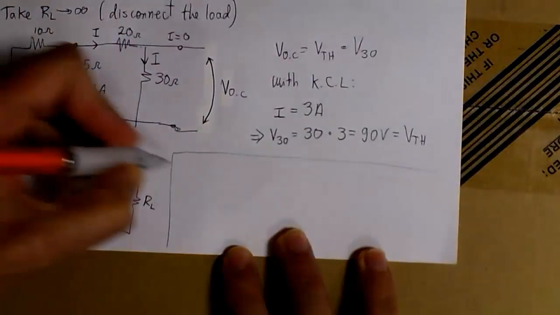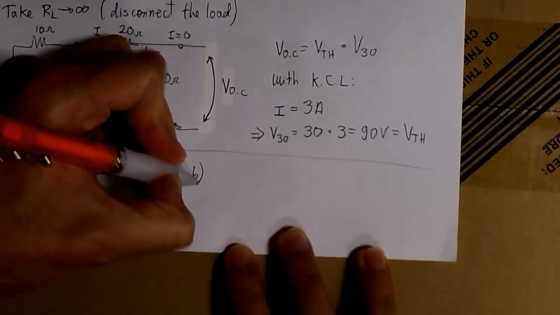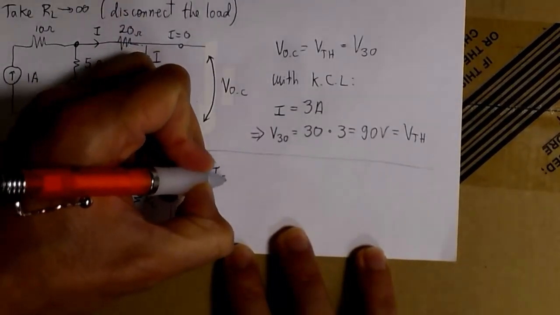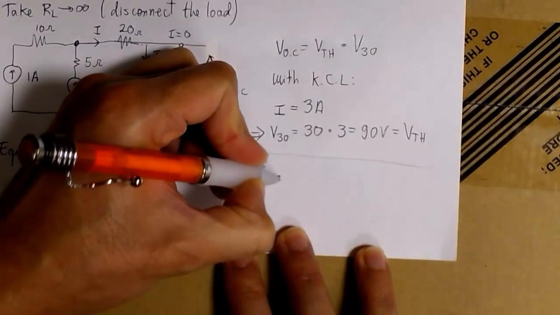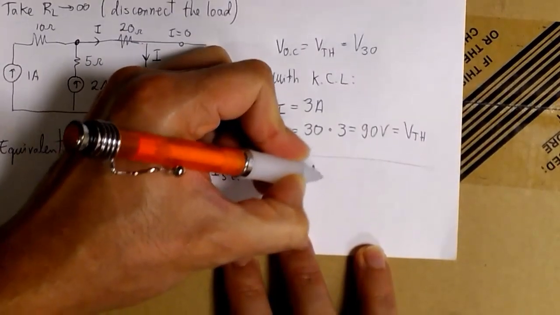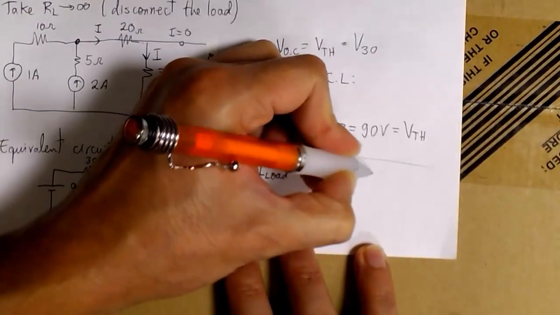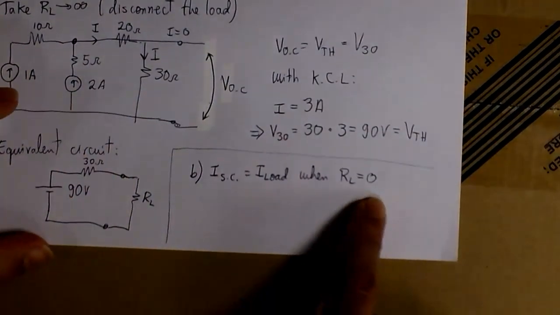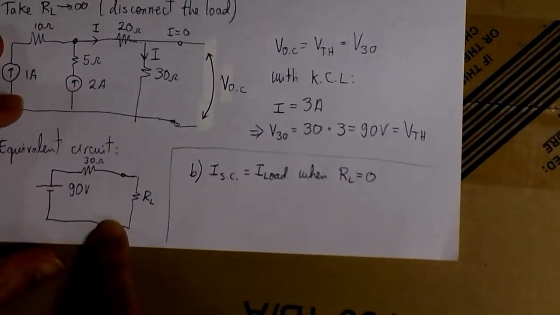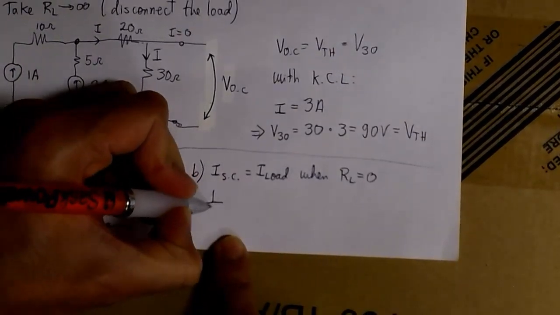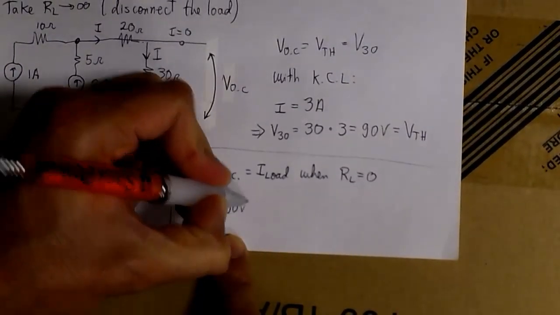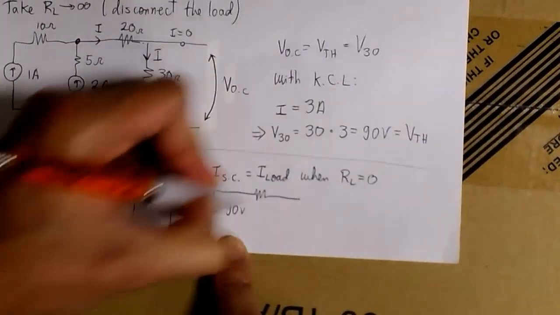Now for part B, we have that the load is 0, so we basically have a short circuit. And we want to find the current flowing through the load. That's the question. So instead of working with the original circuit, we're going to use the equivalent circuit, because we can easily find the current just by applying Ohm's law.